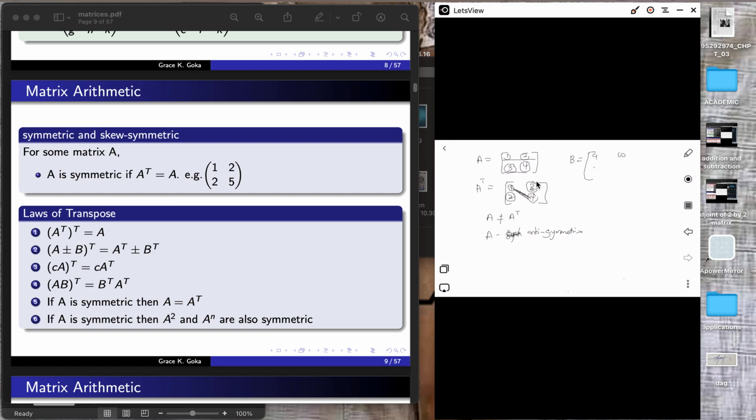Another example, matrix B, 9, 10, 8, 5. If I transpose B, I pick the row and change it into a column, 9, 10, then pick this row and change it into the column, 8, 5. Now B is not the same as B transpose. Therefore, matrix B is said to be an anti-symmetric matrix.